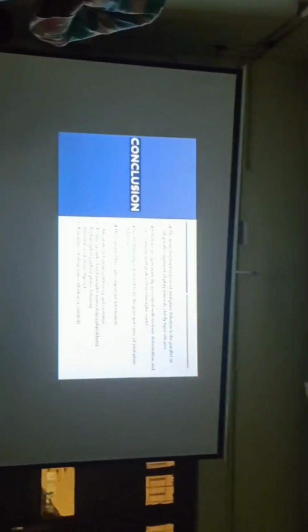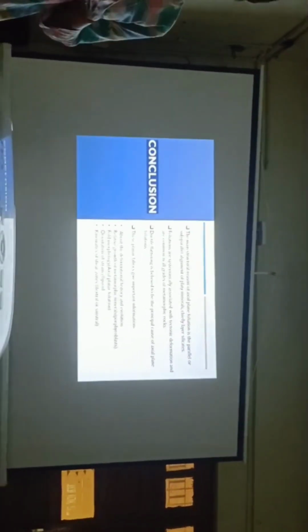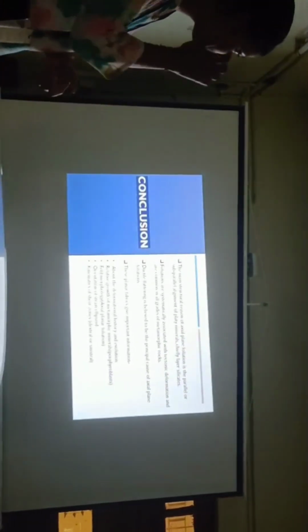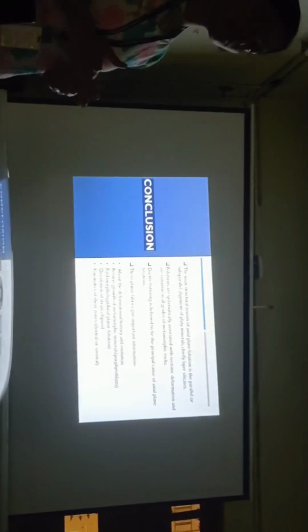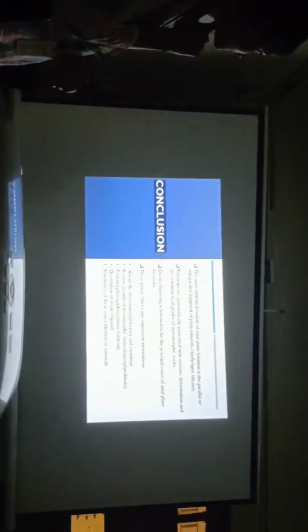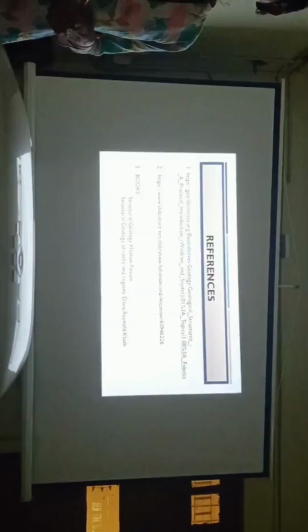Lastly, foliation is the parallel to subparallel alignment of platy minerals. These are commonly associated with tectonic deformations and common in all grades of metamorphic rocks. The main cause of axial plane foliation is ductile flattening. These planar fabrics give important information about the deformation history and evolution, the relative growth of metamorphic minerals such as porphyroblasts, information about fold morphologies, the orientation of stratigraphic structure, and lastly the dynamics of shear zones, whether they are moving dextrally or sinistrally. These are my references.